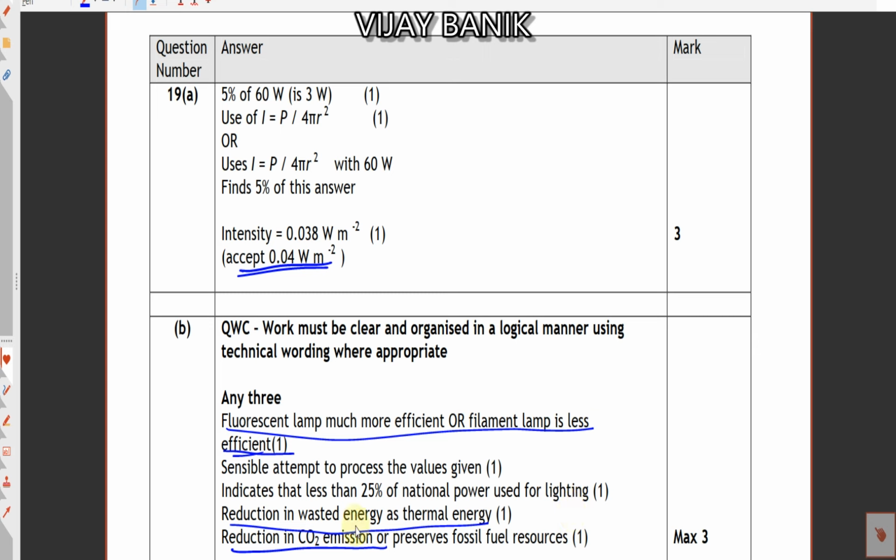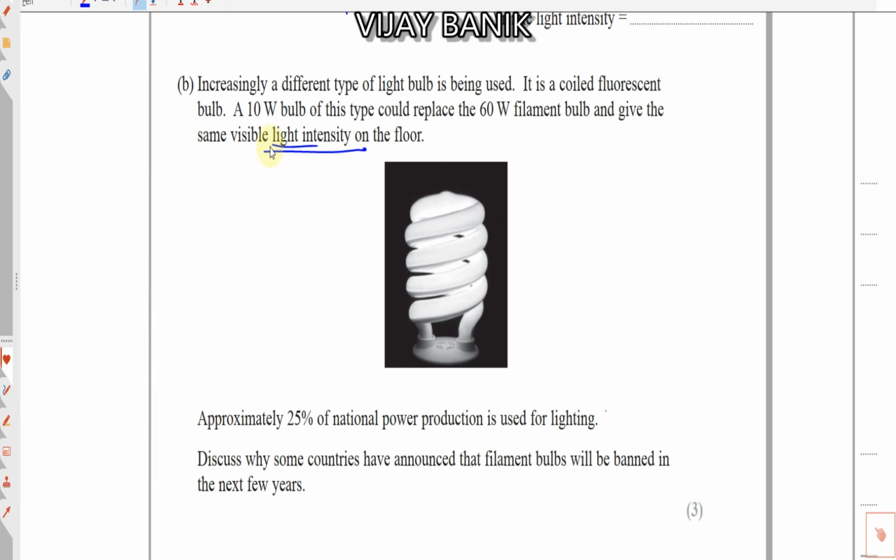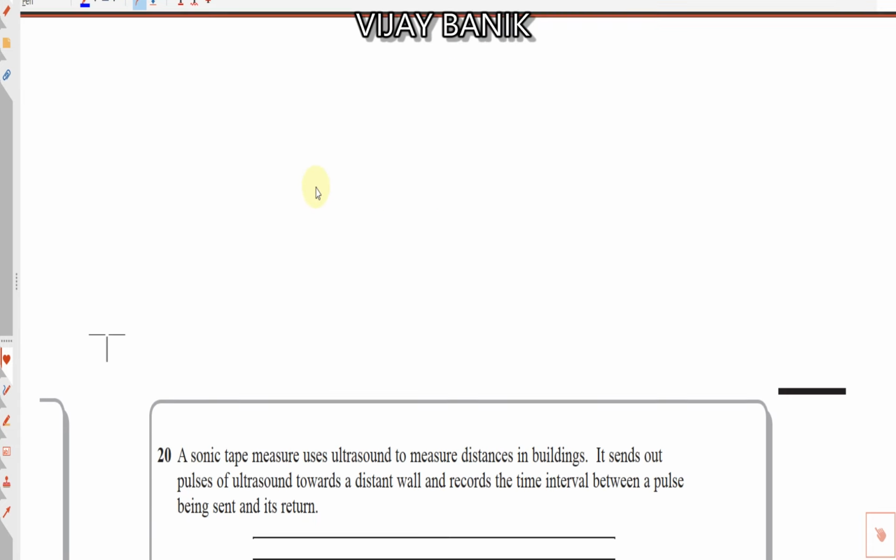Okay, then there is a reduction in wasting energy as thermal energy, and a reduction in carbon dioxide emission, which preserves fossil fuel resources. Okay, very important question.